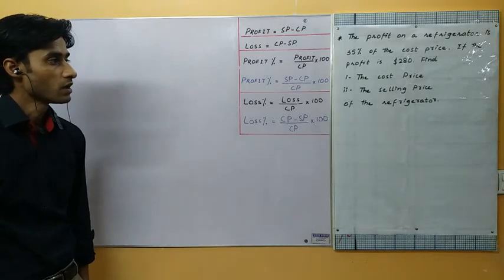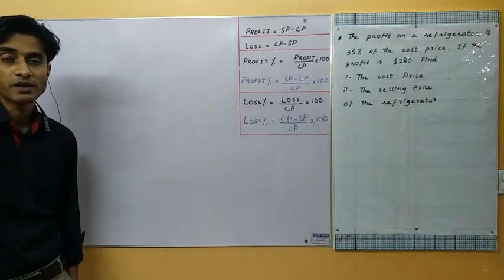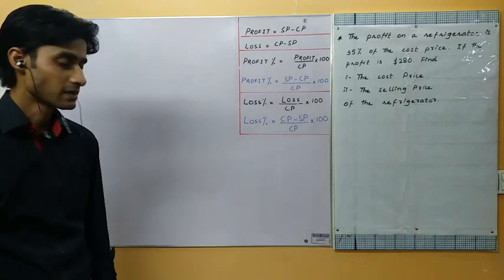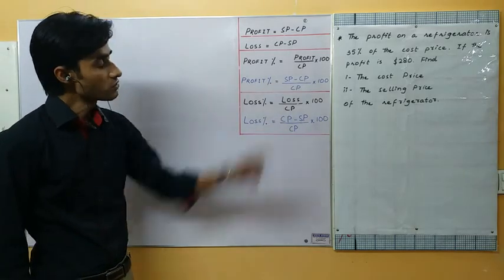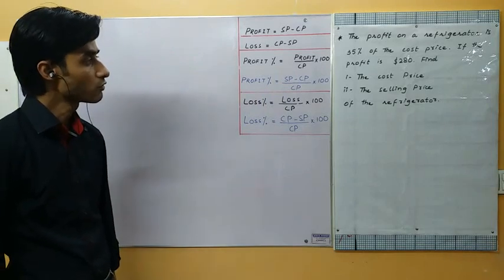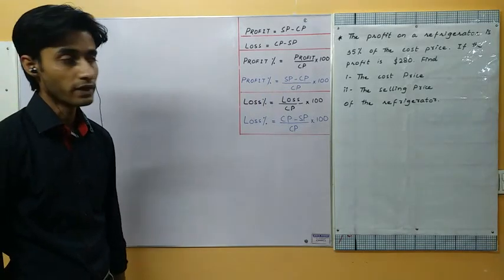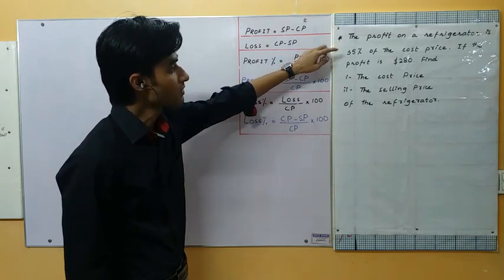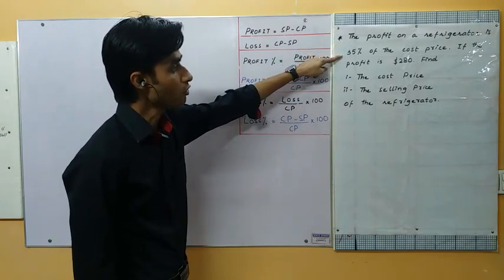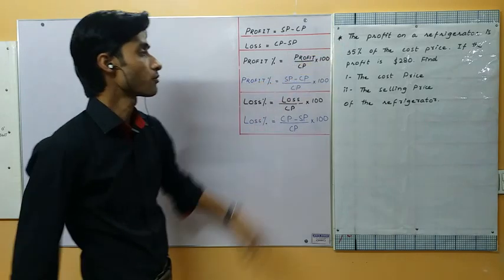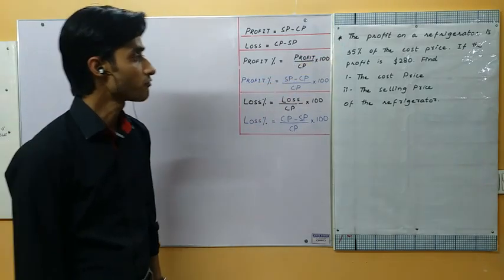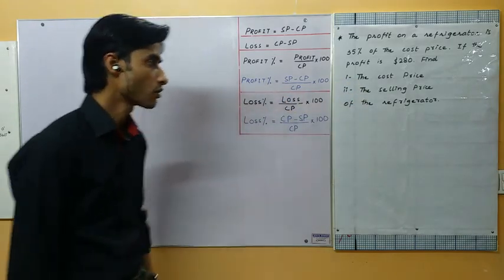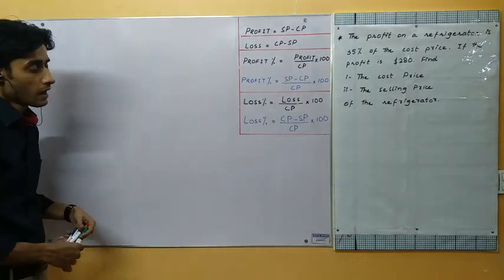I'm going to now perform calculation of one more question, that is question number 2 from our exercise book. The question is written over here. This is the second question of the exercise that we are doing. The profit on a refrigerator is 35% of the cost price. If the profit is $280, find the cost price and the selling price of the refrigerator.